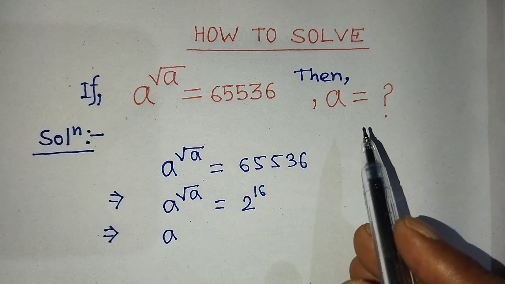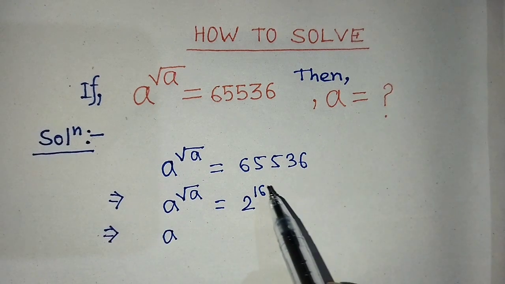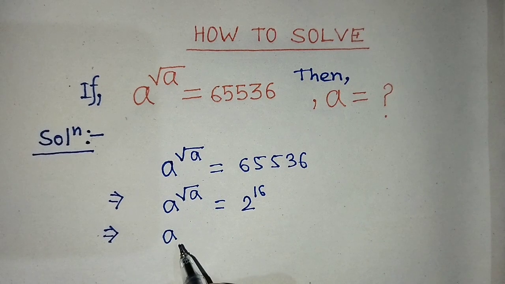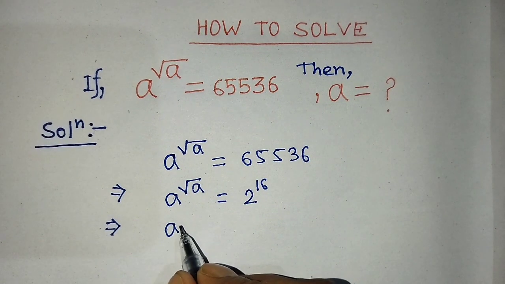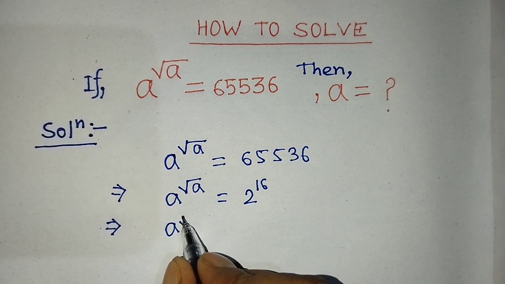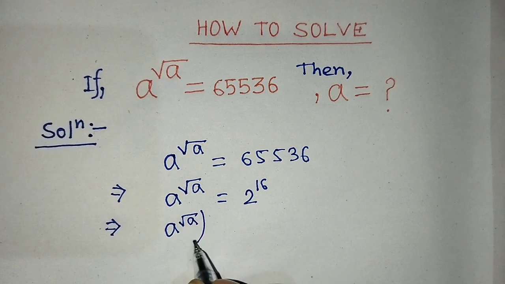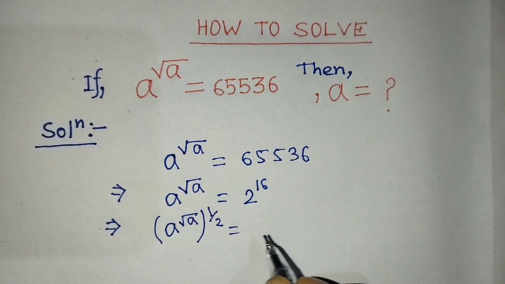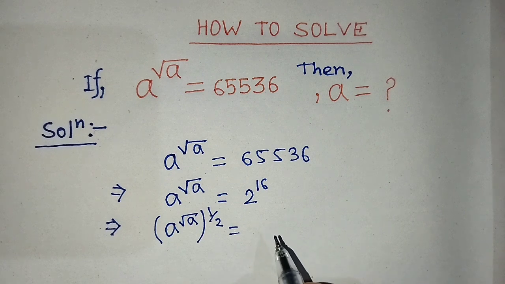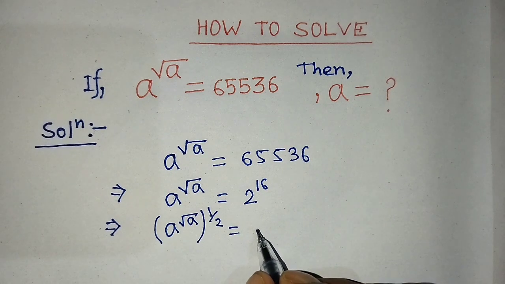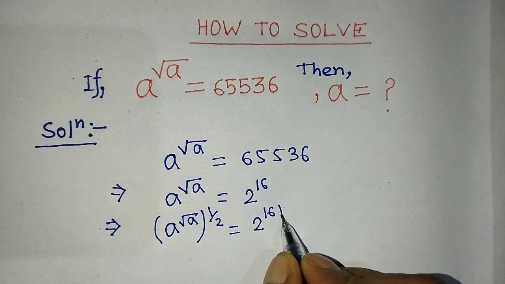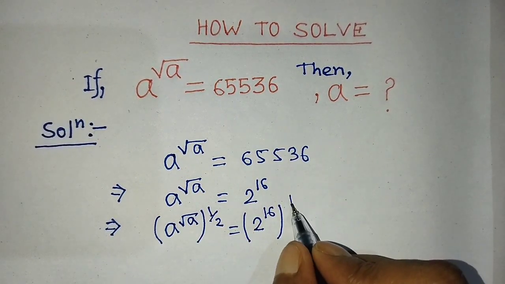Okay, so my dear student, to find the value of a from this exponential equation, we have to take the power 1 by 2 on both sides. Okay, so on the left hand side we have to write a to the power root over of a whole to the power 1 by 2 is equal to, on the right hand side again we have to take the power 1 by 2. So you can write in here 2 to the power 16 whole to the power 1 by 2.